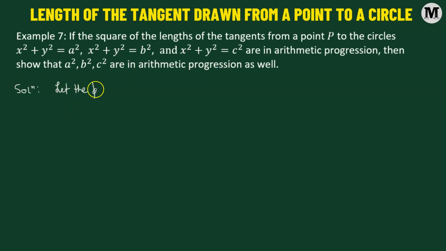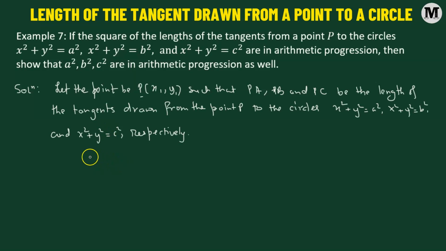So let the point P be denoted by P with coordinates x1, y1 such that PA, PB and PC are the lengths of the tangents drawn from this point P to the circles x squared plus y squared equals a squared, x squared plus y squared equals b squared, and x squared plus y squared equals c squared respectively.